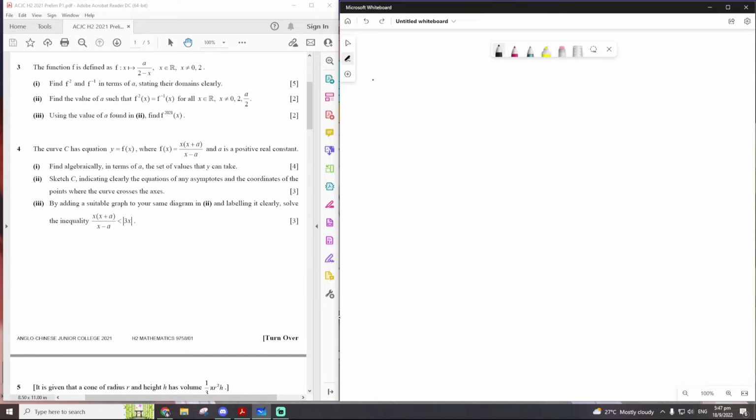So we have a curve C. y equals x times x plus a divided by x minus a, which is a rational function. a is positive. So find the set of values that y can take. There's a standard approach for this. We're going to make a quadratic equation. So let's multiply both sides by x minus a.